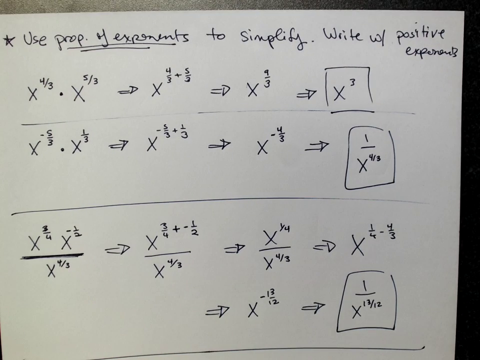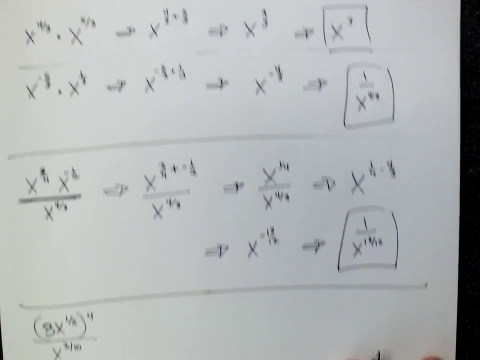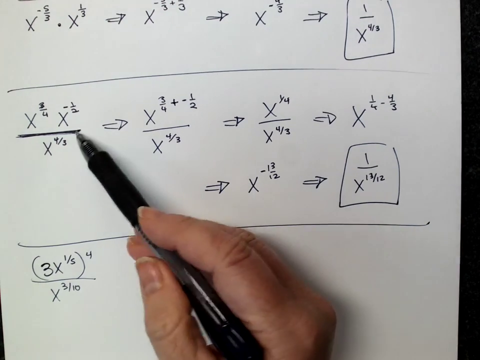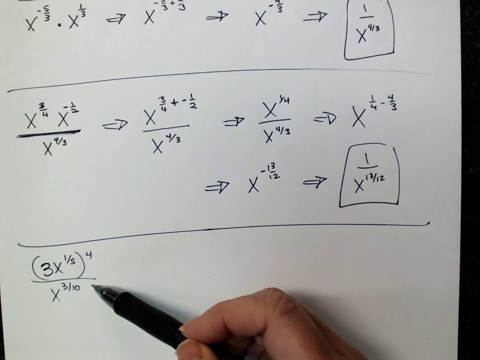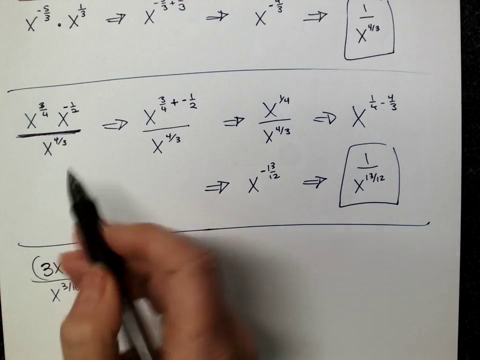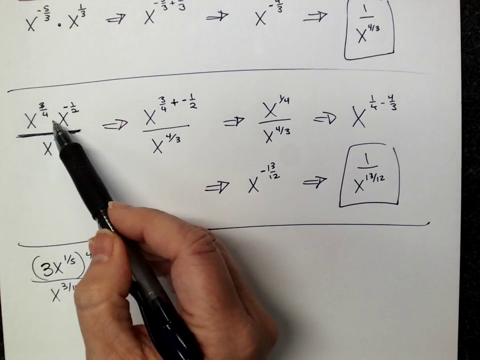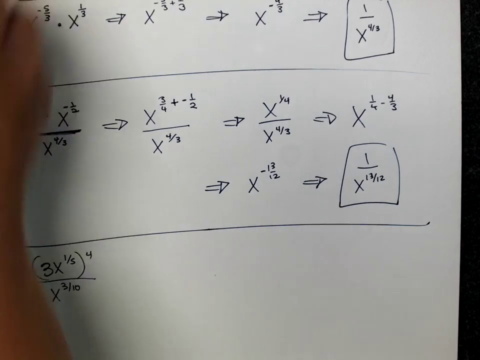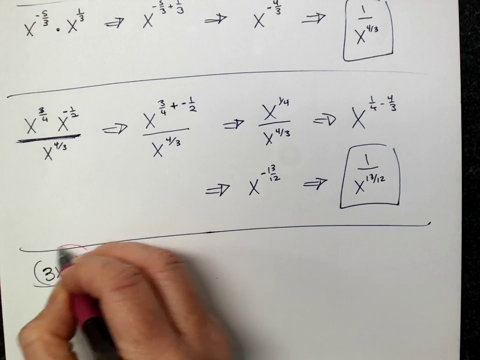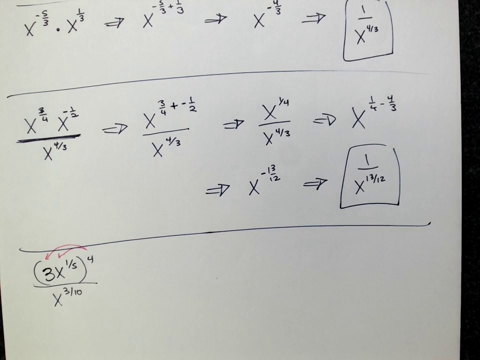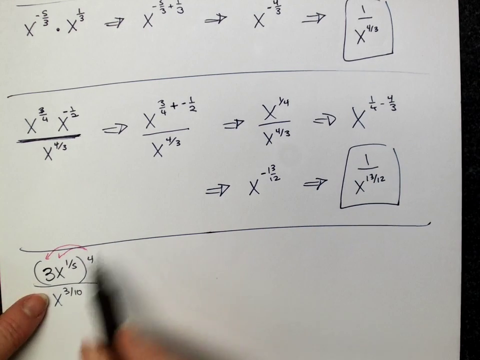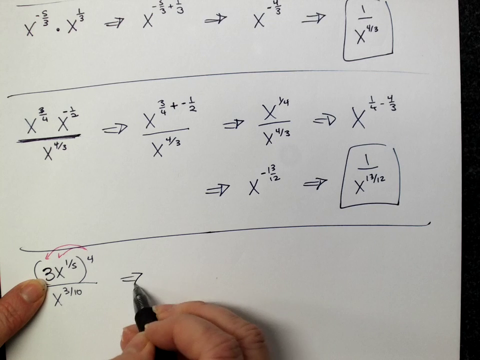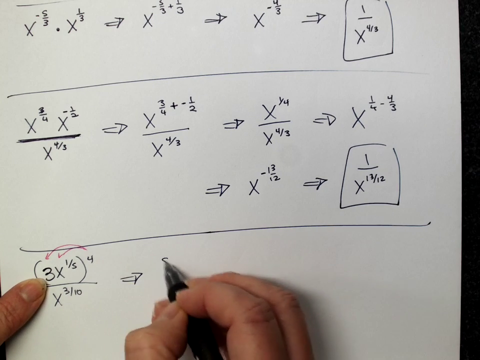3x to the 1/5 raised to the 4th power over x to the 3/10. Again, like this one, you've got to clean up the top and the bottom separately, and then your final thing is the quotient rule. And this one up here, product rule said add the exponents. Here we've got power rule. And this power rule says that 4 belongs to both the 3 and the x to the 1/5. Numbers, we just power. 3 to the 4th power, 81.